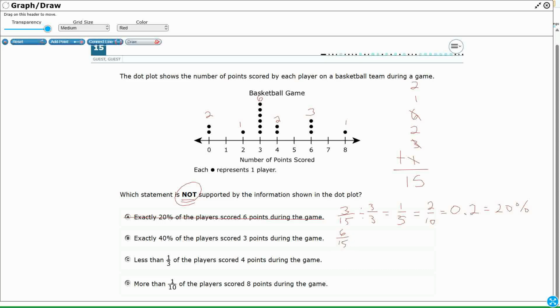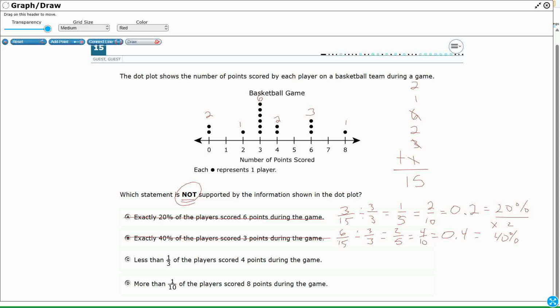Now we can actually stop right there because look, if 3 out of 15 is 20%, then if I double 3 out of 15, I'm going to get 6 out of 15. And if I double this, you're going to get 40%. So you could do it like that. You could also go ahead and simplify it. And you're going to get 2/5, which equals 4/10, which equals 0.4. But you also could just use that number sense. So that's a true statement, which means we're not going to choose it.